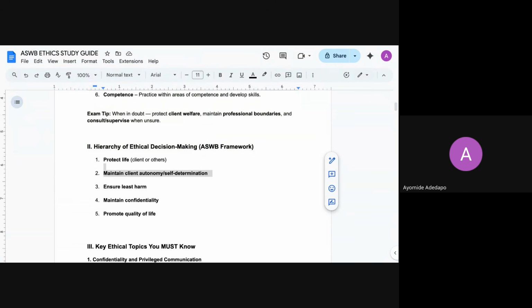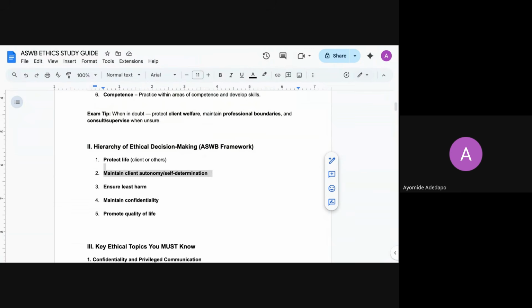Something I want you to always think about: you don't want to choose the nice answer. You want to choose the most ethically sound answer, right? That's what you want to do every single time. Don't get questions wrong because you're trying to be nice. Our job is not to be nice. Our job is to be ethical, right?